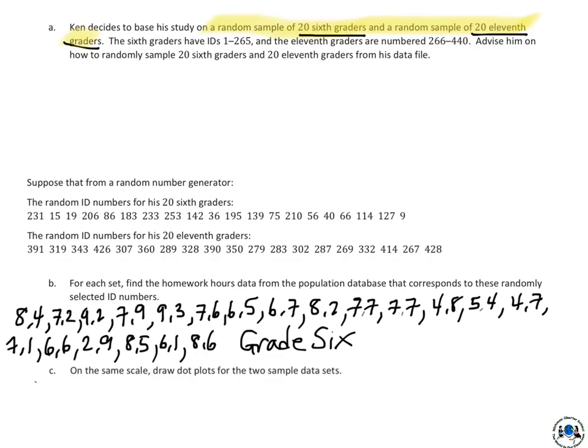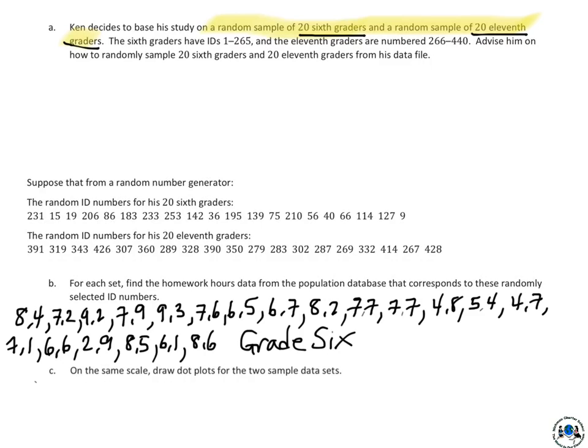Okay, so the 6th graders have IDs 1 to 265, as you just saw, and the 11th graders are numbered 266 to 440. So advise him on how to randomly sample 20 6th graders and 20 11th graders from this data file. Yes, we're going to go ahead and advise him on how to randomly sample 20 6th graders and 20 11th graders from his data file.